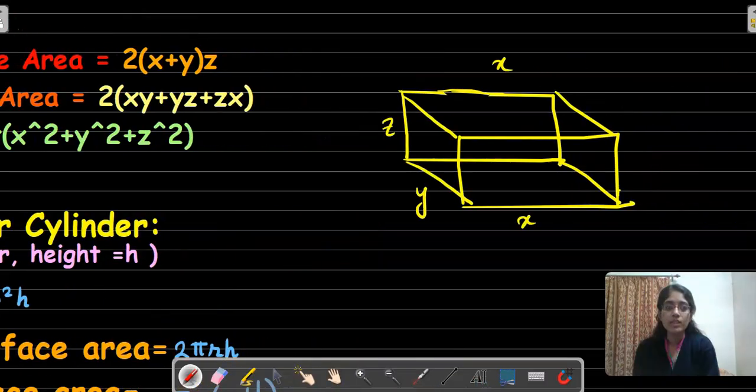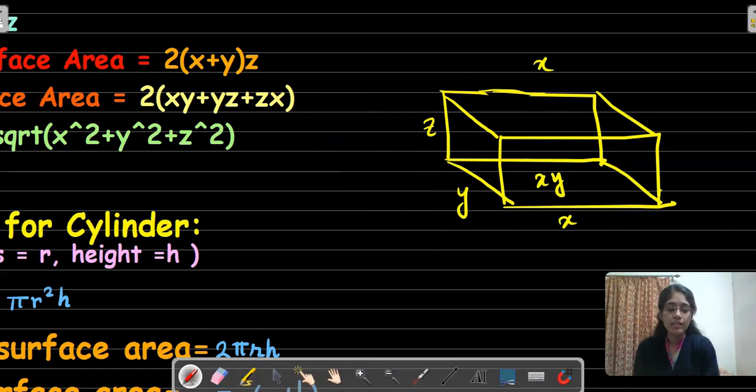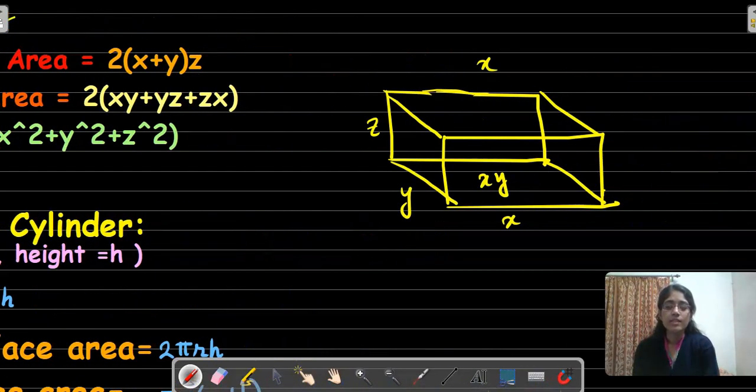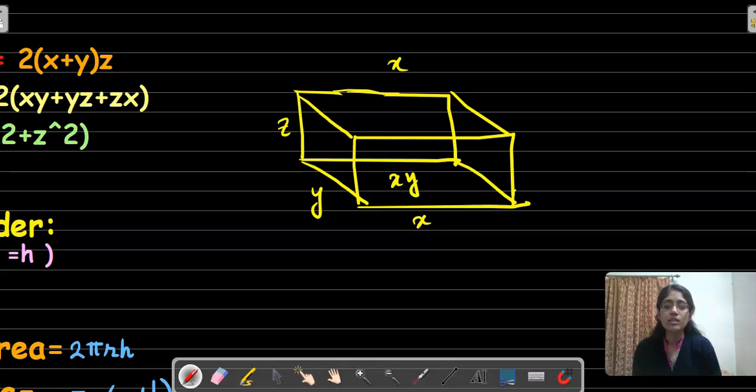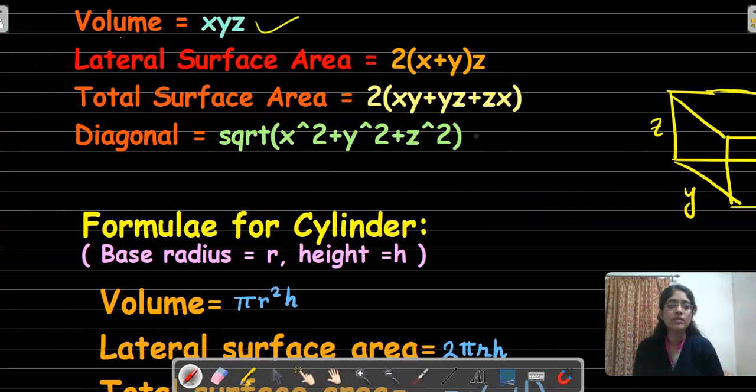So now volume is, what is base area? Base area is xy and the height is z. Therefore volume is xyz. Lateral surface area, that is perimeter of base into height. What is perimeter of base? This base is a rectangle, therefore its perimeter is 2 into (x plus y). Now multiply it by height, that is z. Therefore lateral surface area is 2 into (x plus y) into z.